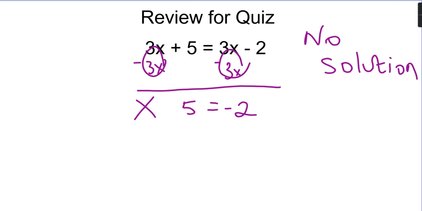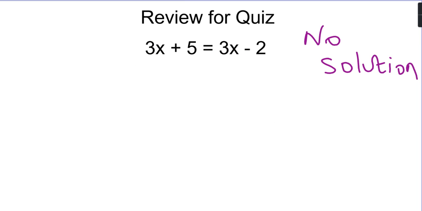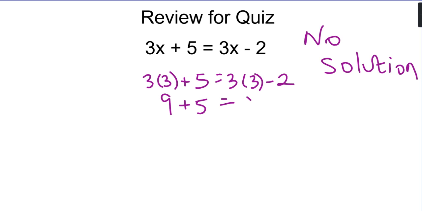Because I'm taking the same term, 3x, and on one side I'm adding 5, and on the other side I'm subtracting 2. That can't possibly be balanced. Whatever we put in there for x, we're always going to have something that doesn't make sense. If we put 0 in there, we're going to have 0 plus 5 and 0 minus 2. Doesn't make sense. Let's try it with something like 3. So if I put 3 in there for x, I have 3 times 3 plus 5, and 3 times 3 minus 2. So 9 plus 5 equals 9 minus 2. 14 equals 7. No, doesn't make sense.